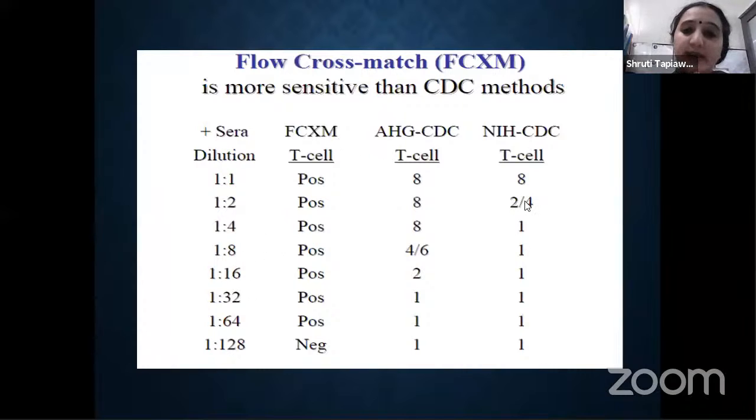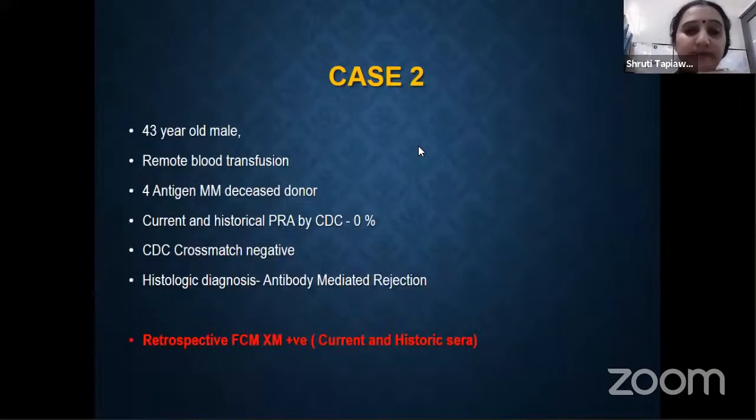So the NIH, the normal CDC, will come positive at 1:2 dilution. AHG will come positive with a titer of 1:16 also. That means low antibodies will be picked up. And for a flow, 1:64 dilution also will turn positive. So if you look at the MFIs of the DSAs or the donor-specific antibodies, if you look from the solid phase assays, 5,000 to 10,000 MFI will be picked up by a flow cross match. 2,000 to 5,000 will be picked up by an AHG. Okay, so you have to, or the reverse. So 2,000 to 5,000 by a flow, more than 5,000 by an AHG.